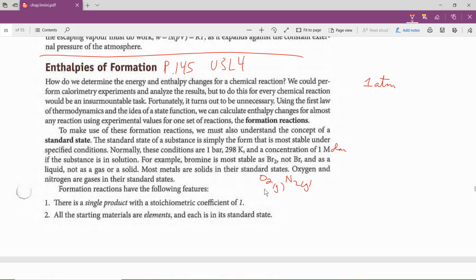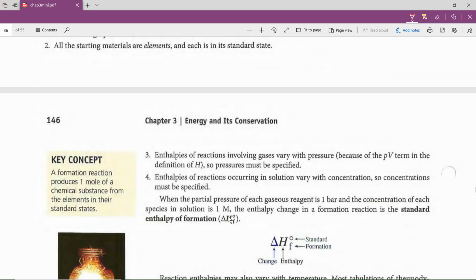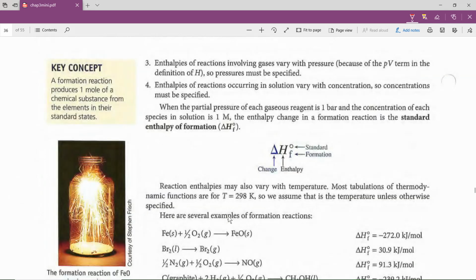A formation reaction will have just a single product with a stoichiometric coefficient of 1. And all the starting materials are elements or elemental molecules in their standard state. So to create a heat of formation reaction, those are the rules. Enthalpies of reactions involving gases vary with pressure, so that's why we have to talk about a specified pressure, and they vary with concentration, so that's why we have to talk about concentrations.